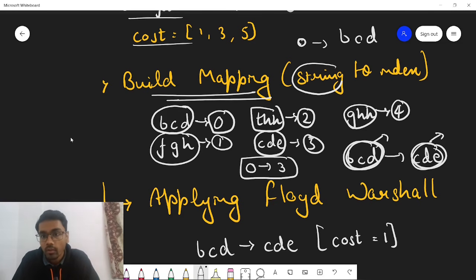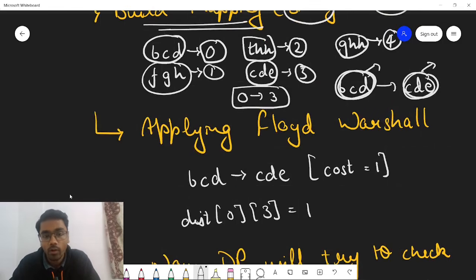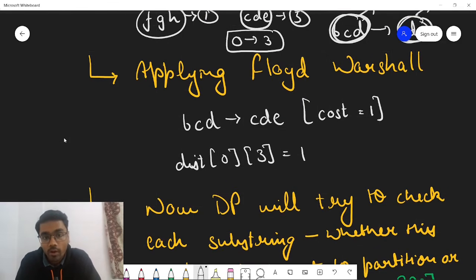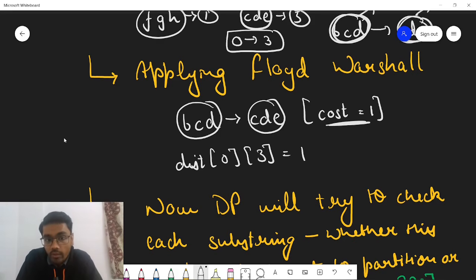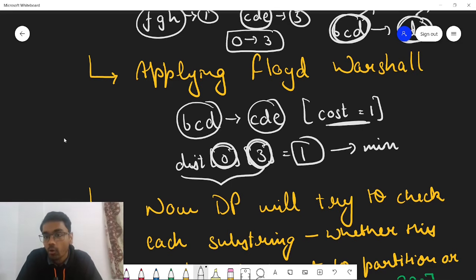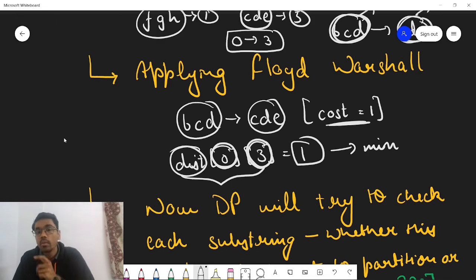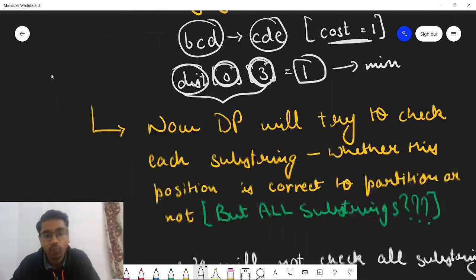So we will first do a mapping for string to index. Then we will apply the Floyd Warshall algorithm. So what will the Floyd Warshall algorithm give you? The minimum cost to convert this string BCD to CDE. So this cost is 1. The Floyd Warshall algorithm will give the minimum distance to convert this 0 node to this 3 node, which is nothing but the minimum cost as 1. So this distance vector will give us the minimum cost. Now we have applied the Floyd Warshall algorithm.